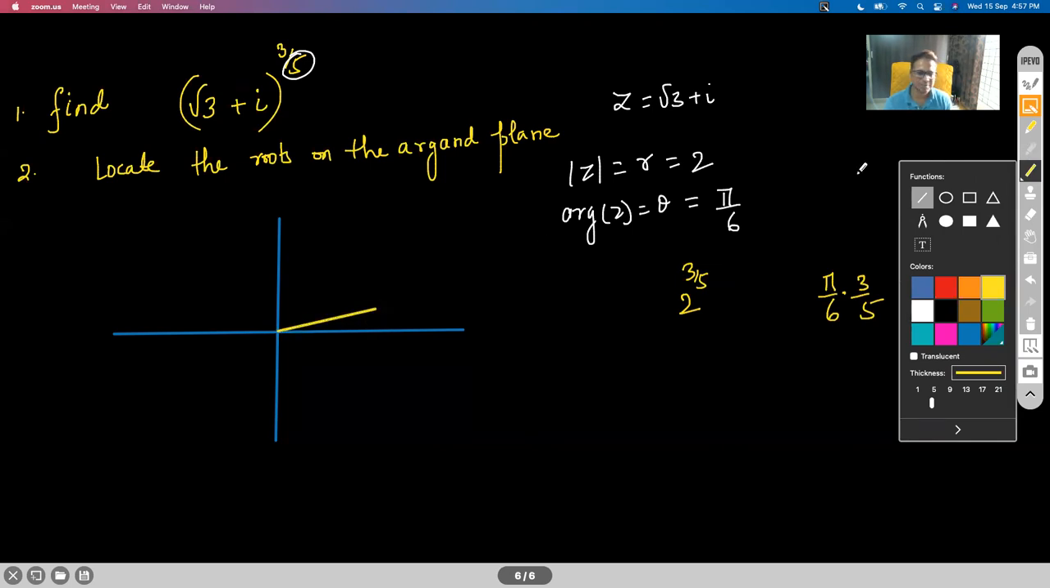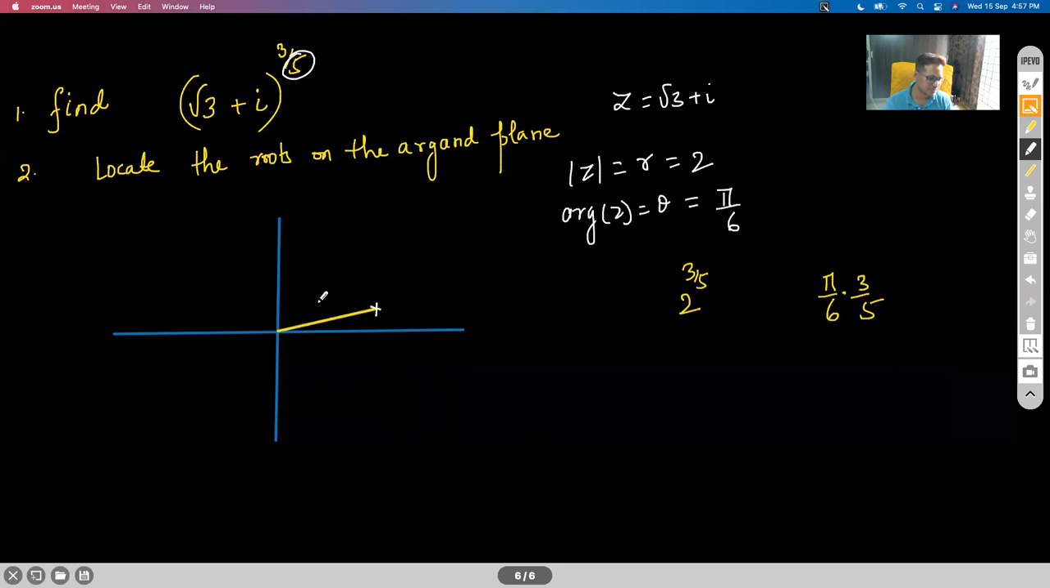And this distance will be 2 to the power of 3 by 5. So 2 to the power 3 by 5, if I calculate it on my calculator, I mean, that is not a value that you can remember. So I'll just use my calculator. Give me 1 second. It's around 1.51-ish. Okay. Anyways, so at an angle of pi by 10, your first root will be located.